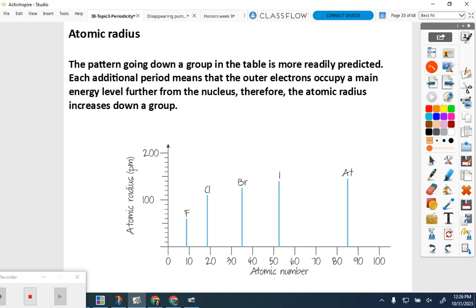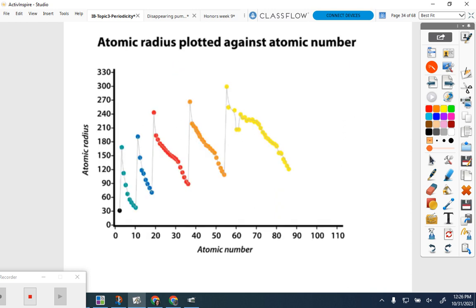You may also have to look at a graph like this that has all of the elements. Something like this should look familiar to you from honors chemistry because we made you graph at least one of the periodic trends. Everyone had to make a graph that had this sort of sawtooth function, because as we go from one period to the next, we see this jump in the atomic radius because we're adding another energy level. And then across that period, we see a decrease, and we see a jump for the next period, and then a decrease, and so forth.